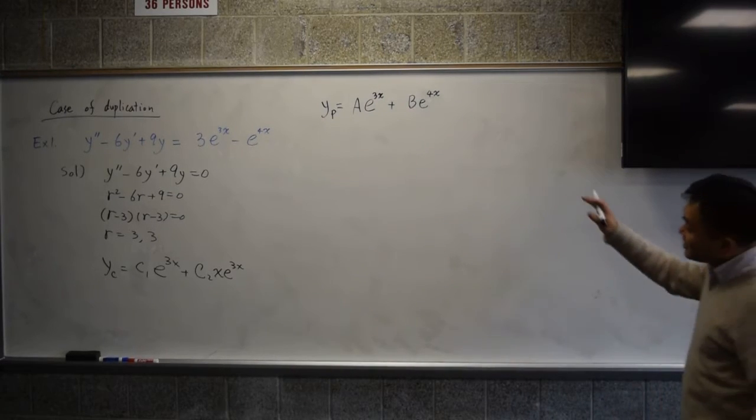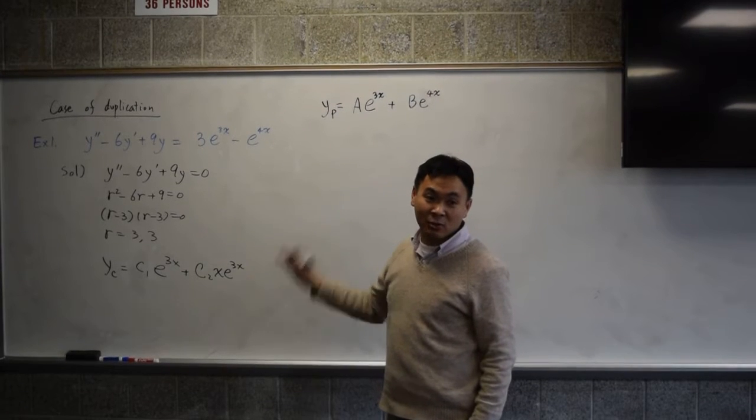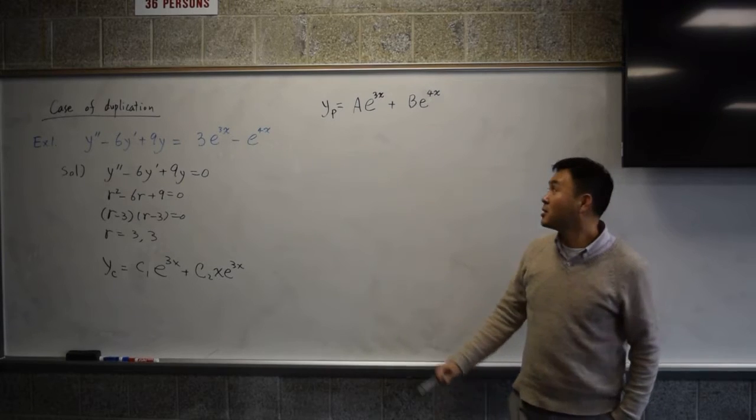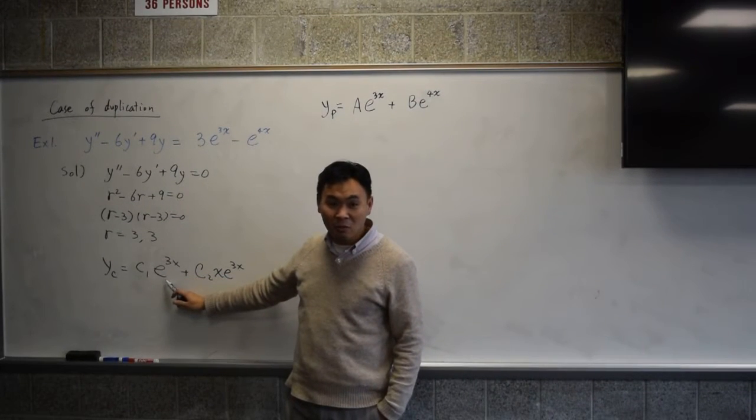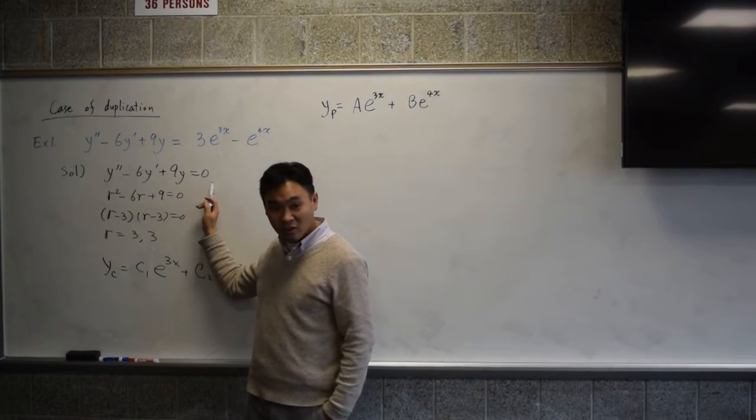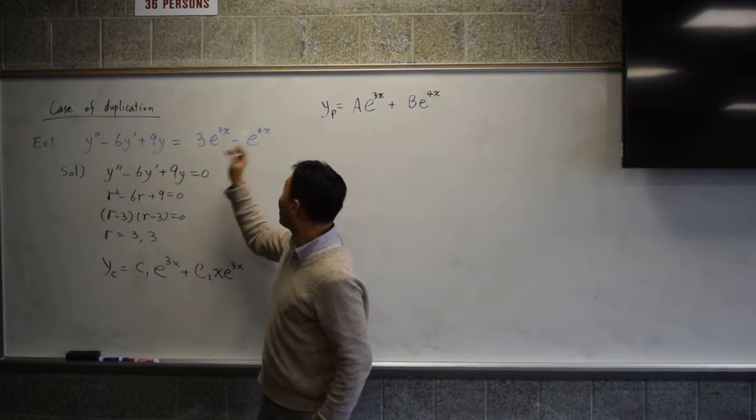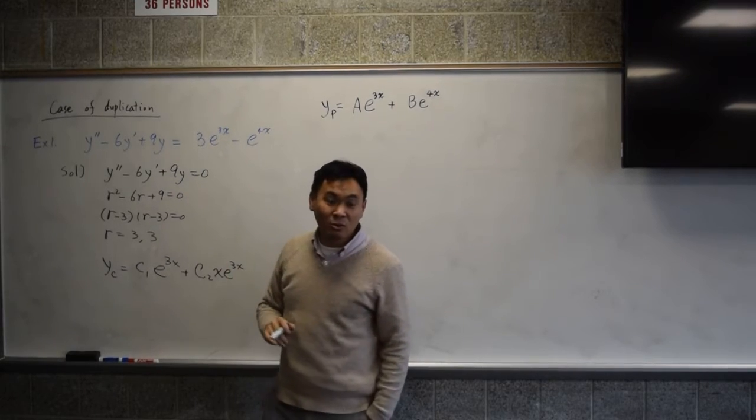If you try it as it is, try to plug it in on the left side, it's going to fail. Why is that? There's already an e to 3x in the complementary. And complementary means that if you plug in the left side, it's going to produce 0. That's what it means, right? So there's no way this can produce this 3e to 3x that you want, okay? So what do you do in that case?